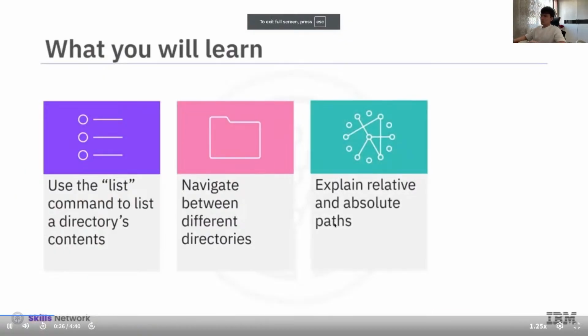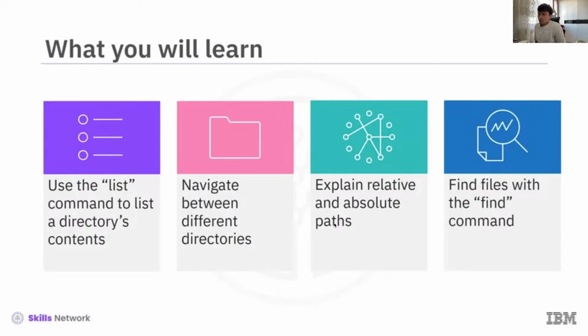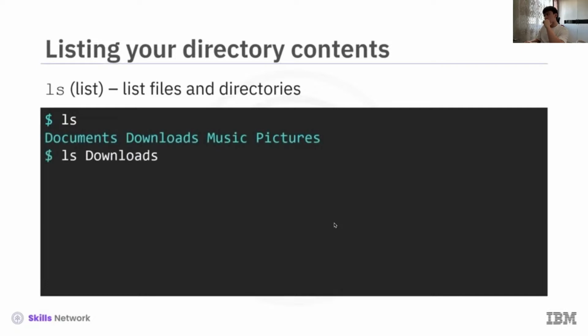Explain relative and absolute paths. And find files with the find command. The ls, or list command, will list the files and directories within a directory. If you enter ls in your home directory, you will see all the files and directories that your home directory contains. You can also pass a directory name, such as downloads, as a parameter to ls, which will list the contents of your downloads folder.